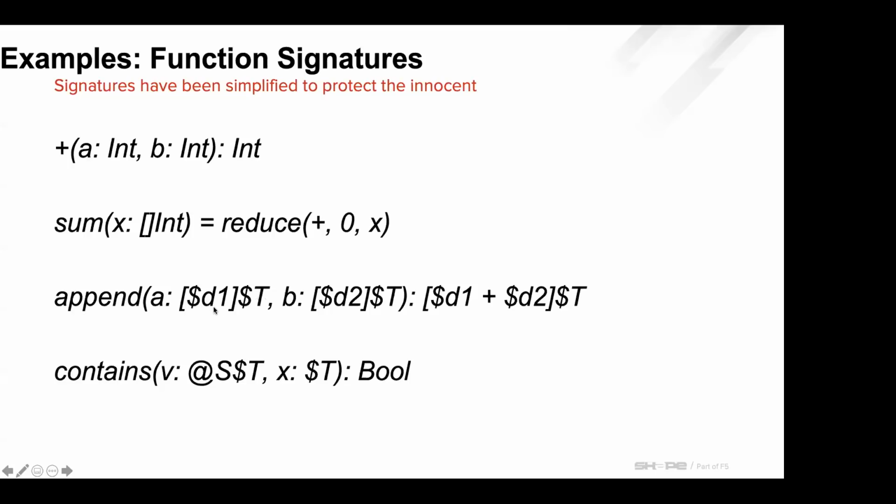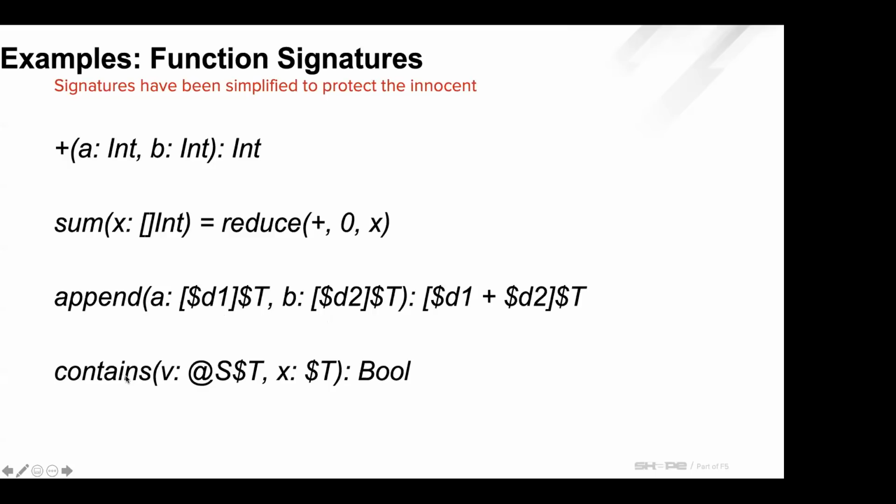But what's interesting is what's going on here with these dimension variables, as I call them. Essentially, we're saying that the first argument is a vector, there's one dimension, and it has some length d1, the other one has some length d2, and append will actually produce something of length d1 plus d2.